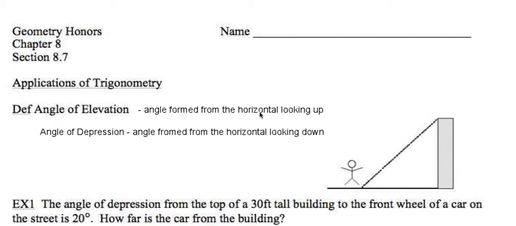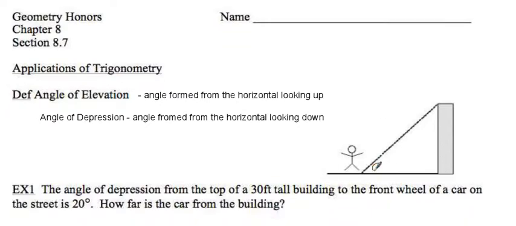Depression is the angle of elevation. Angle of elevation is an angle formed from the horizontal looking up. Angle of depression is an angle formed from the horizontal looking down. So if I'm at the horizontal looking up, the angle of elevation would be right here. I'll call it theta.